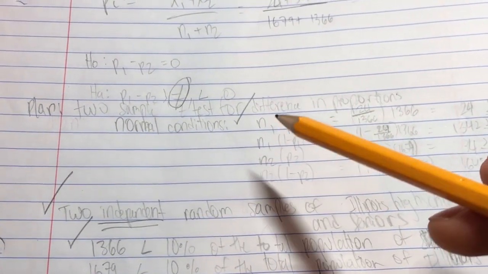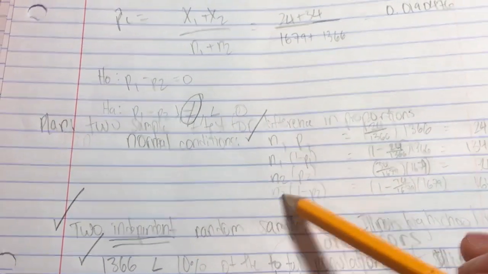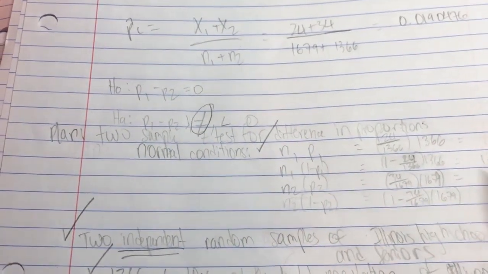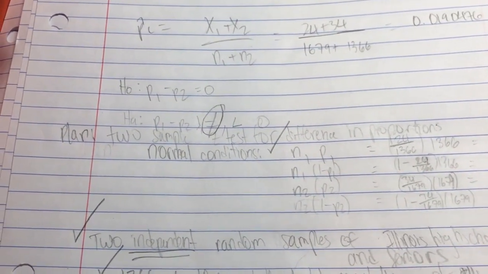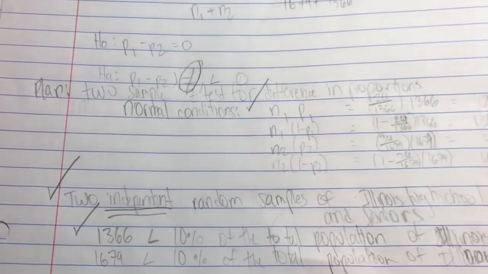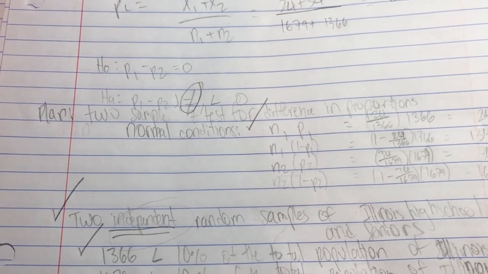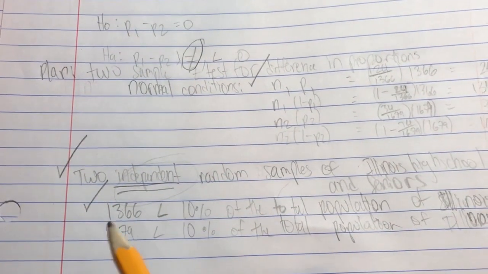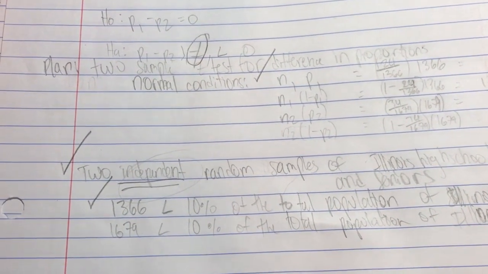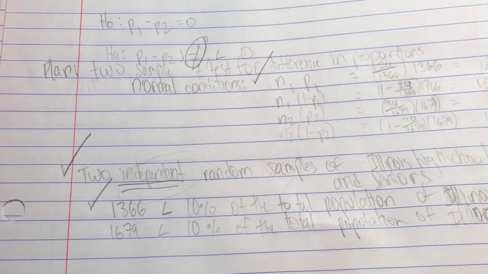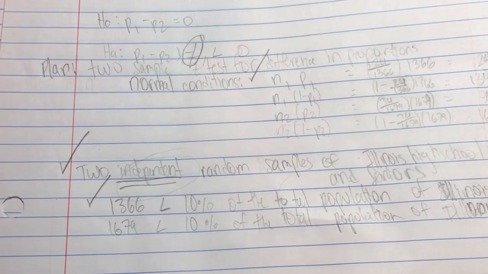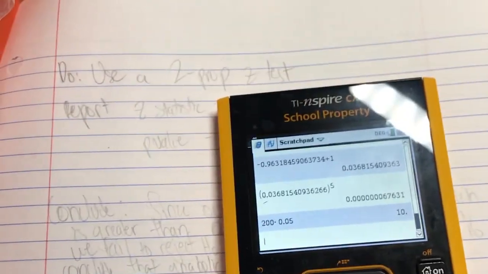You do that for n1, and then you do it for n2, p2, n2, 1 minus p2, and they're all greater than or equal to 10, so the normality condition is satisfied. 2 independent, remember independent, random samples of Illinois high school freshmen and seniors, and just over 1,000 seniors and freshmen in high school in Illinois is less than 10% of the total population. Use our calculator for the do.